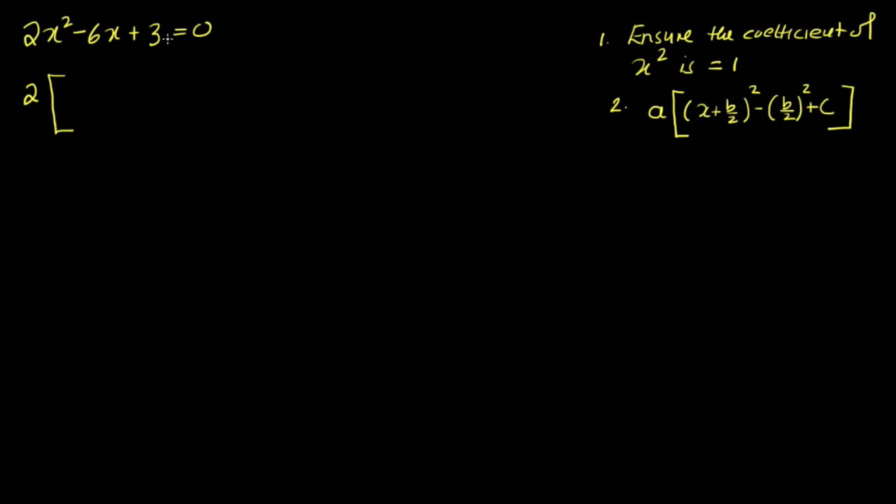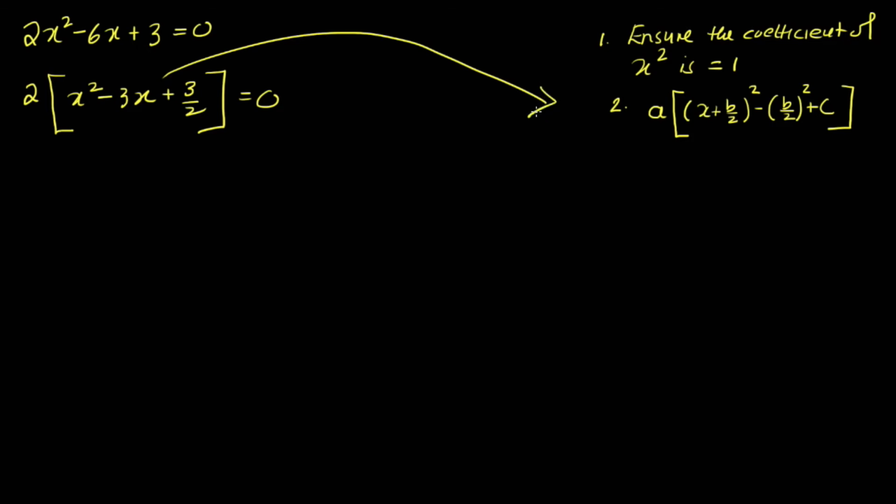I'm going to rewrite this equation. So I've got x squared here. What will that become? Plus 6 over 2, which is 3, minus 3x. And that will become plus 3 over 2. So far so good? And that equals 0. And this quadratic equation now, where the coefficient of x squared is equal to 1, we're going to put in that format there.